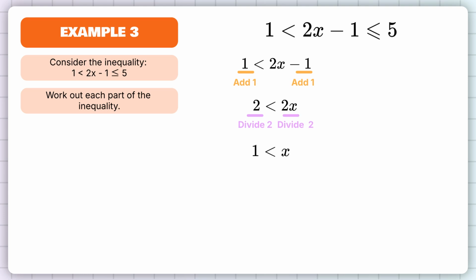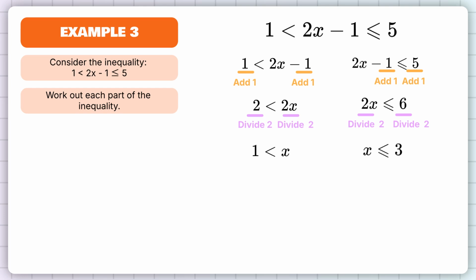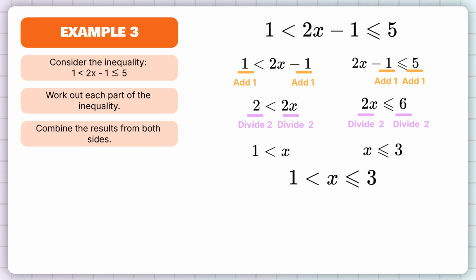Next, we solve the right part. 2x minus 1 is less than or equal to 5. Add 1 to both sides. Then divide both sides by 2, leaving us with x is less than or equal to 3. Then we combine the results. From the two parts, we have 1 is less than x and less than or equal to 3.